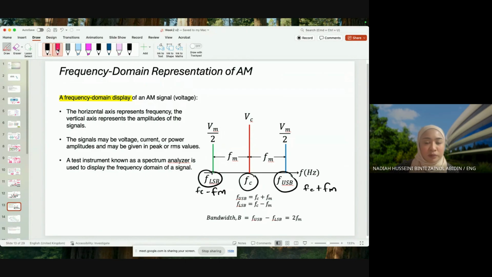And then let's talk about the voltage. The voltage for this is just Vc, and the voltage for the upper sideband and the lower sideband is exactly the same as our math equation. So let's bring it back. Let's bring back the equation and see.